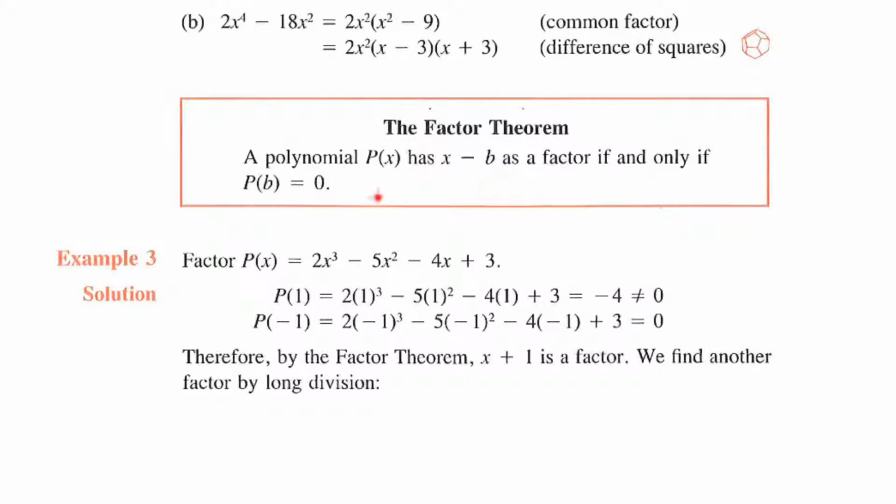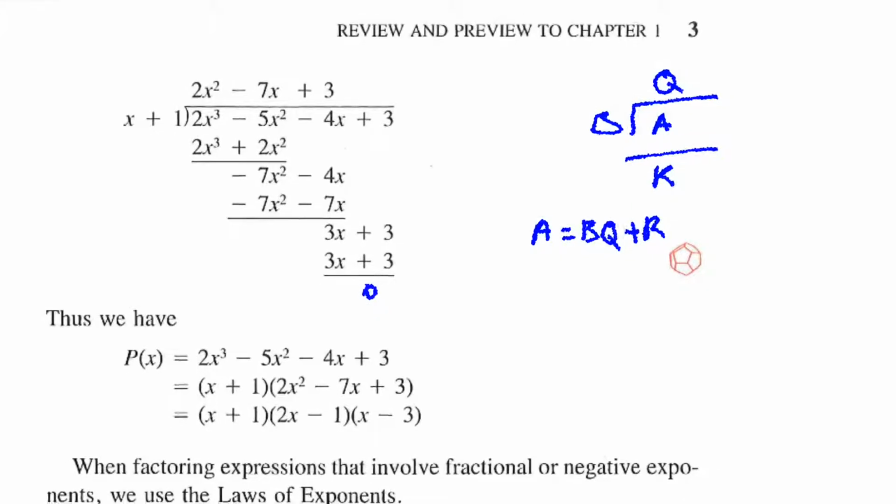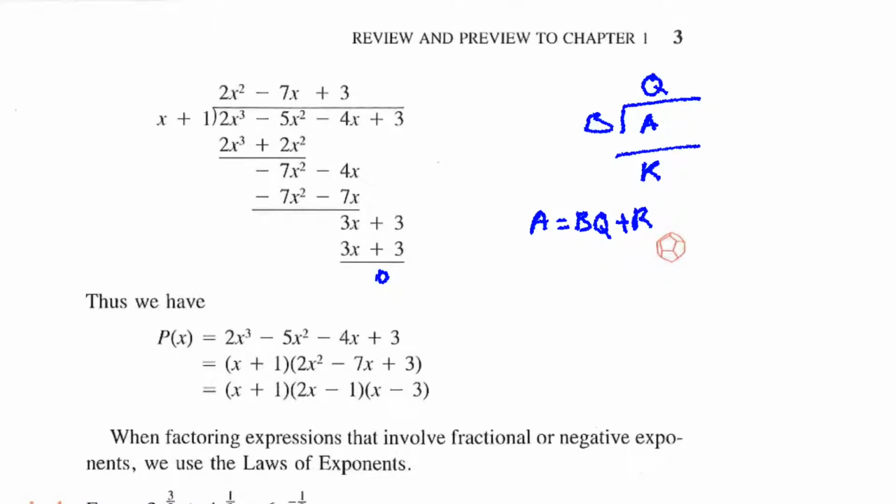The factor theorem. A polynomial p(x) has x - b as a factor if and only if p(b) is 0. For example, we want to factor p(x) equals 2x³ - 5x² - 4x + 3. By inspection, we see p(-1) is 0. Therefore, x + 1 is a linear factor of p(x).